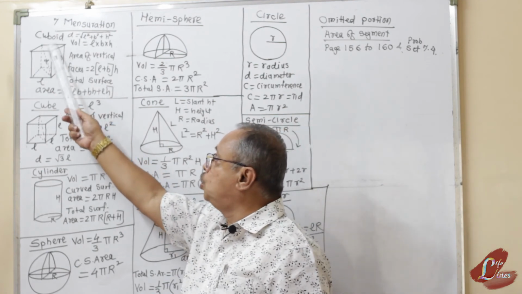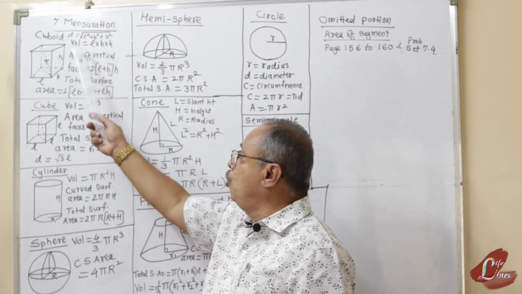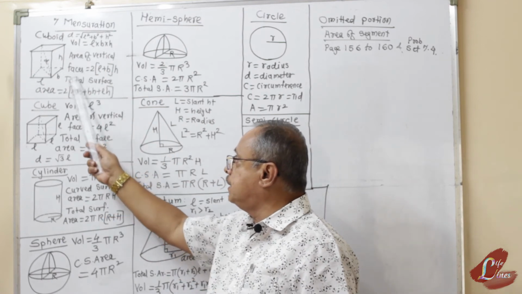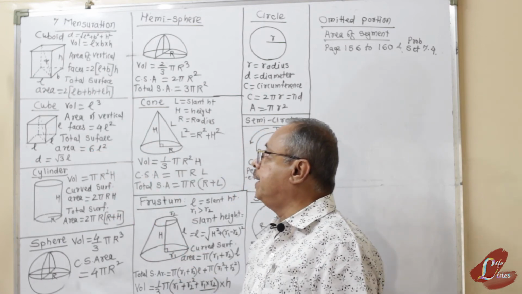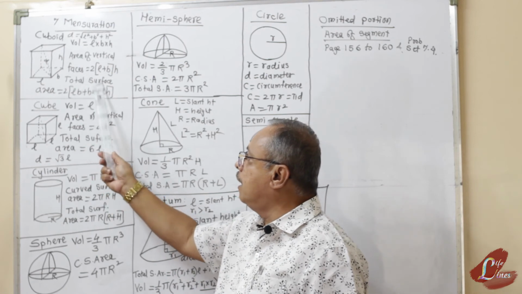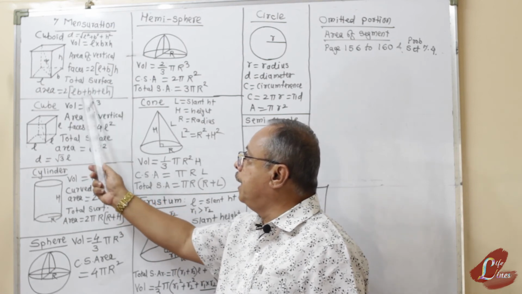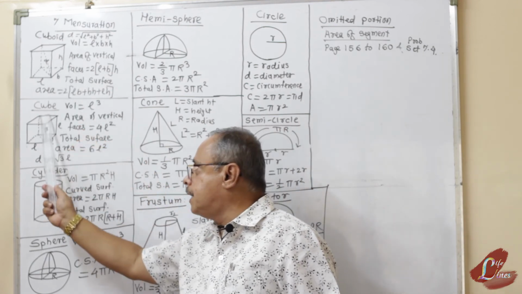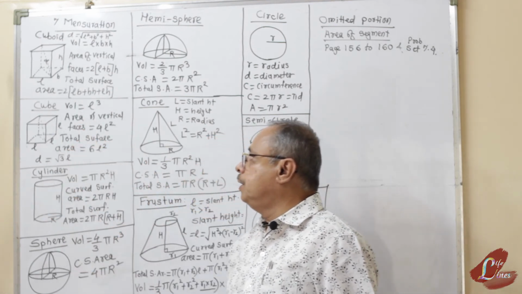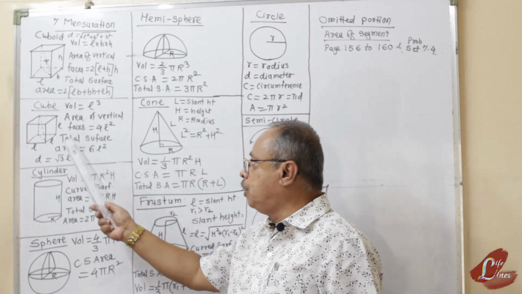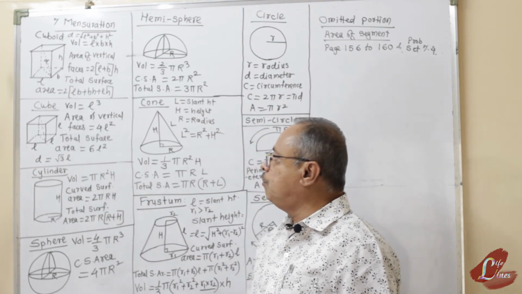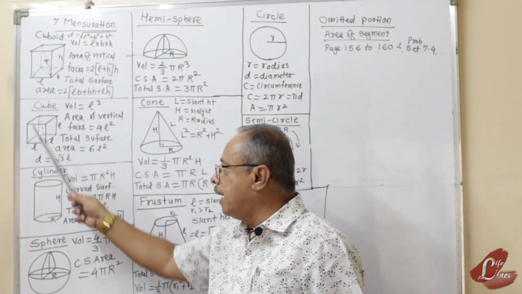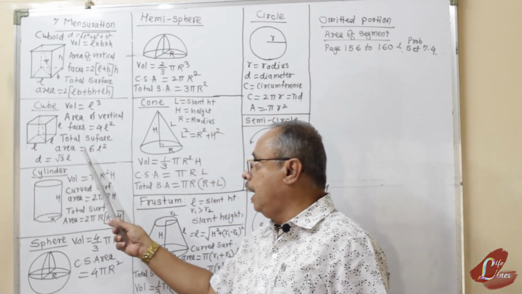First formula, that is cuboid. Volume of cuboid is length into breadth into height. Area of vertical faces is 2 into bracket L plus B into H. Total surface area is 2 into bracket LB plus BH plus LH. If length, breadth and height are all the same, it becomes a cube. Then volume of cube is equal to L cube. Area of vertical faces is 4L square. Total surface area is 6L square, and diagonal is √3 into L.